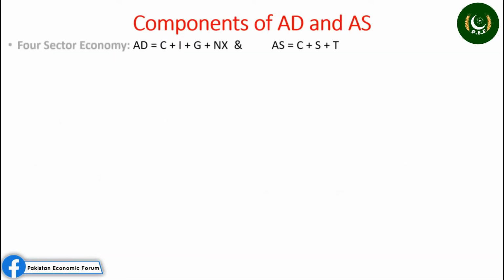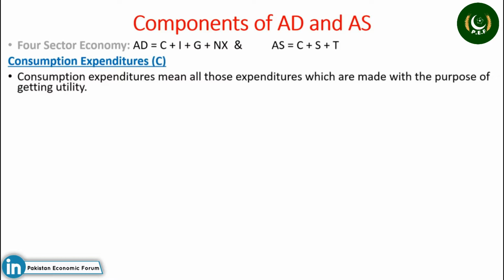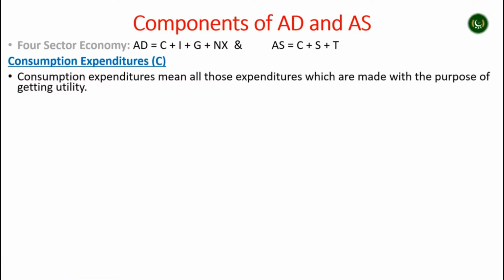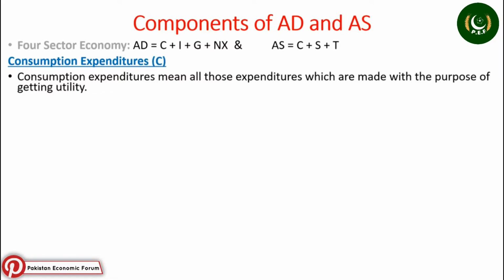In four-sector economy, we have aggregate demand and aggregate supply equations. Now, let's discuss each component of these equations. First is C, which is the consumption expenditures. Students, consumption expenditures means all those expenditures which are made with the purpose of obtaining utility.